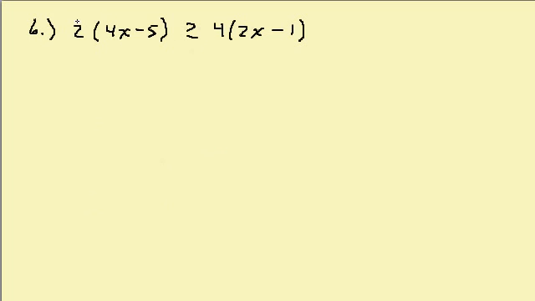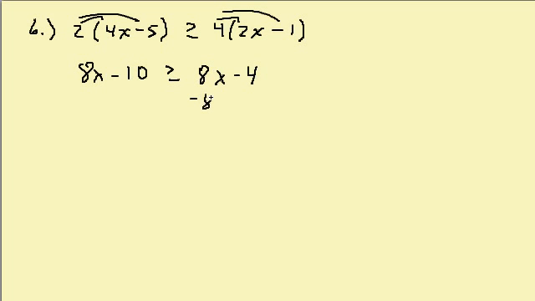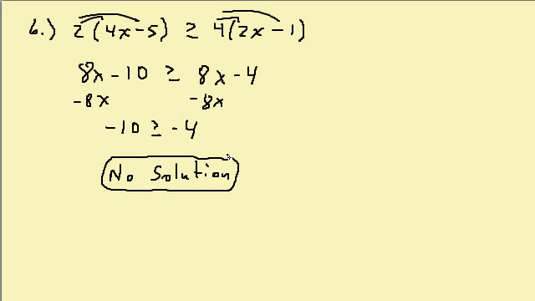Now let's look at this one. I'm going to clear the parentheses. So I get 8x minus 10 is greater than or equal to 8x minus 4. I subtract 8x from both sides. So I get negative 10 is greater than or equal to negative 4. The x's went out. This is a false statement, so it's no solution. And that's it.